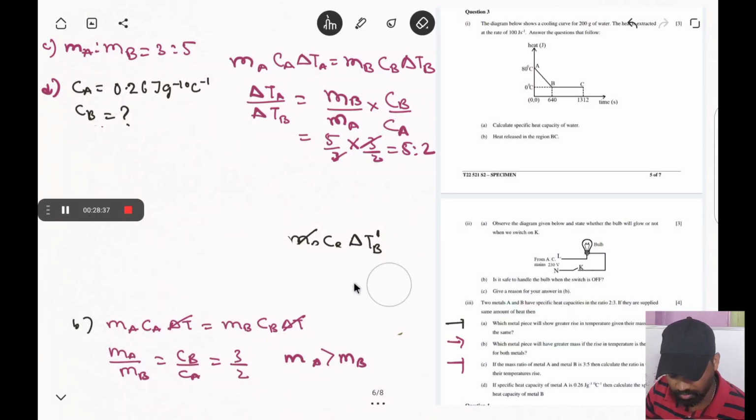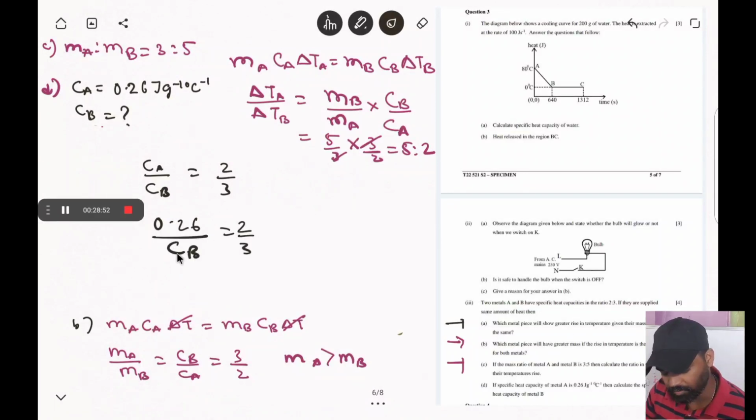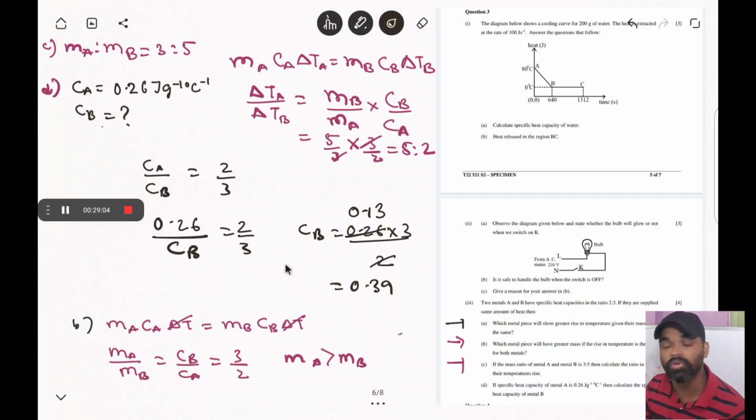Let me rub this portion, okay? Look carefully. What was Ca by Cb given? Ca by Cb was given as 2/3. Ca is given as 0.26. Cb, we don't have an idea. So Cb from this calculation becomes 0.26 multiplied by 3/2. So that's 0.39 joule per gram per degree centigrade. That is my specific heat capacity of B. Very easy, because the ratio was given to us. Yes or no? This was question number 3 we have done.